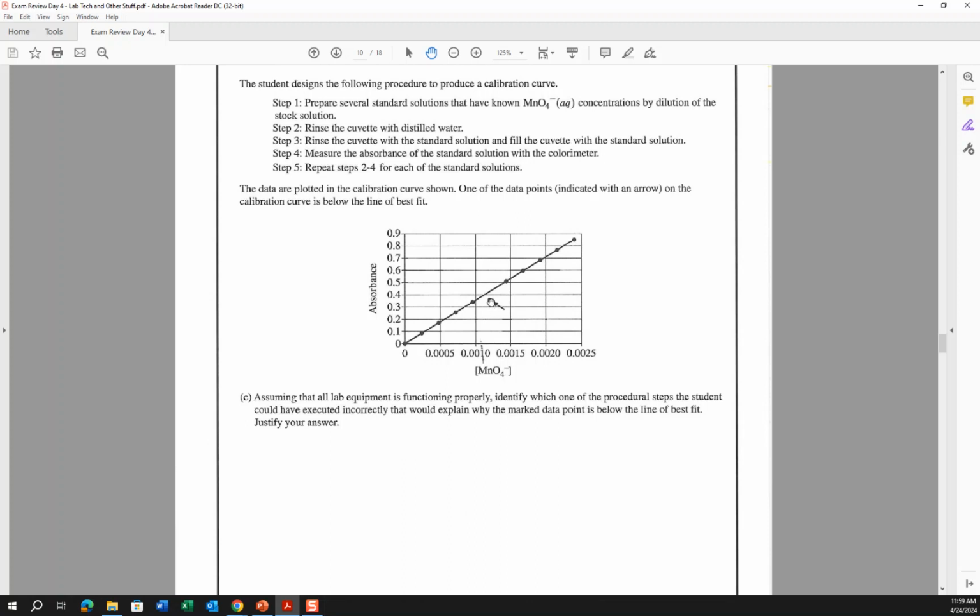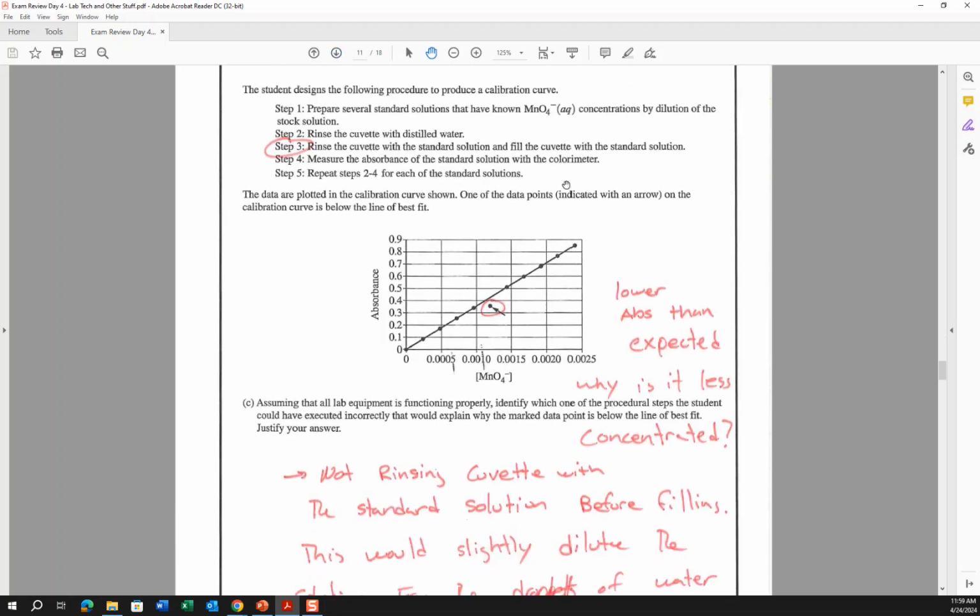So notice this solution with this concentration is not absorbing as much light as it should based on our graph. What we need to understand is that a lower absorbance would mean it's less concentrated than it actually should be. So which of these steps might the student have done wrong to result in a lower concentration for this reading of the cuvette, or this absorbance reading, okay? And I think the main reason would be if you forgot to do that initial rinse with the stock solution as opposed to just distilled water.